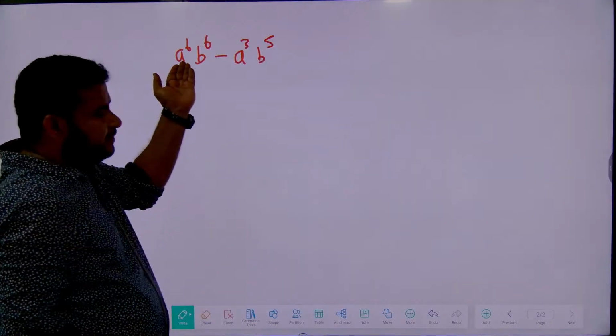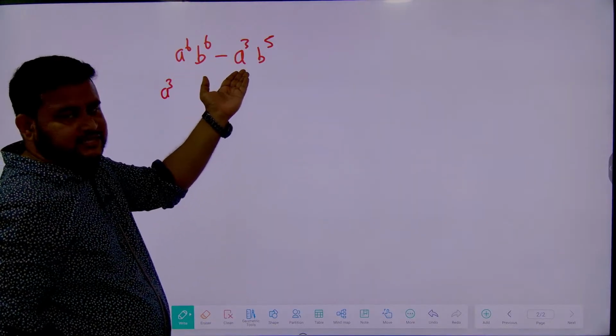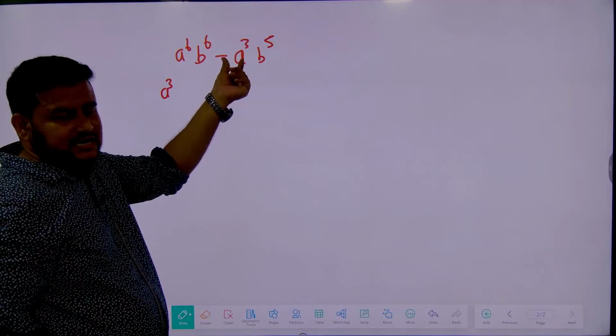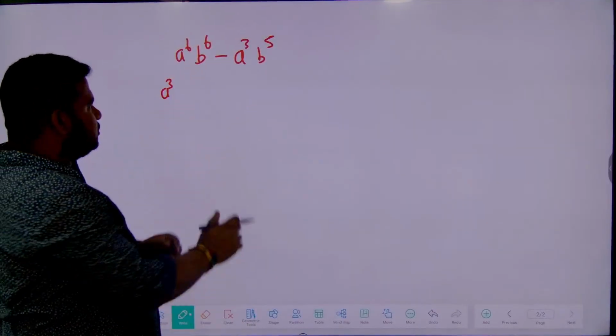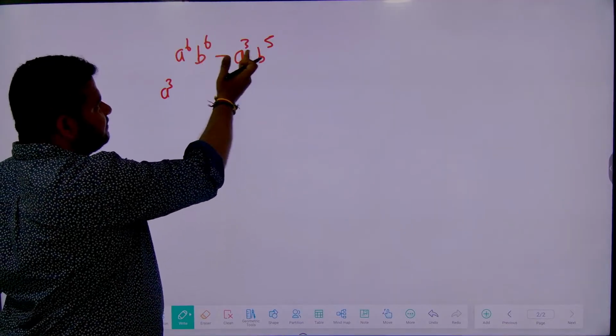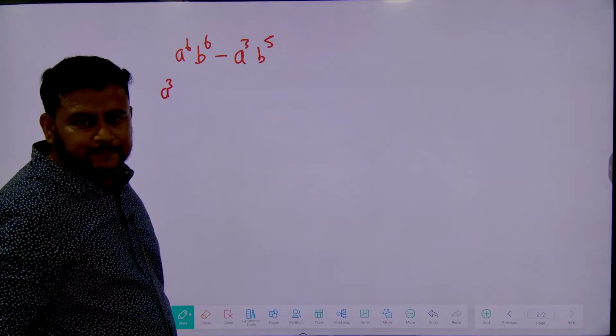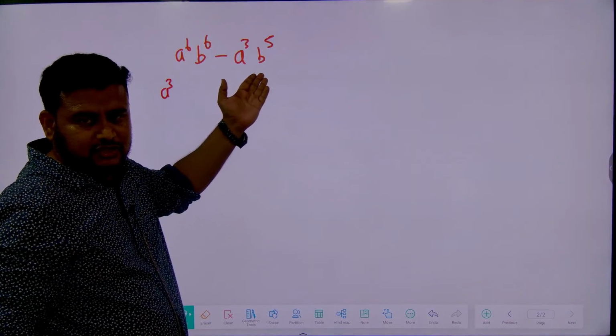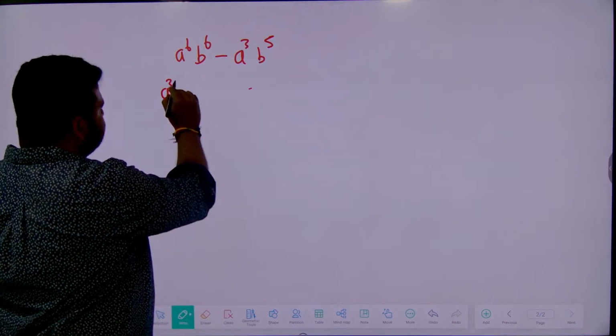What I mean to say is, a power 6 is here and a power 3 is here. What can I take common? The one which has the least power. So a power 3 you take out from both places. Same procedure for b. B power 6 and b power 5, what should I take common? The one with the least power, b power 5. So I should take b power 5 outside.